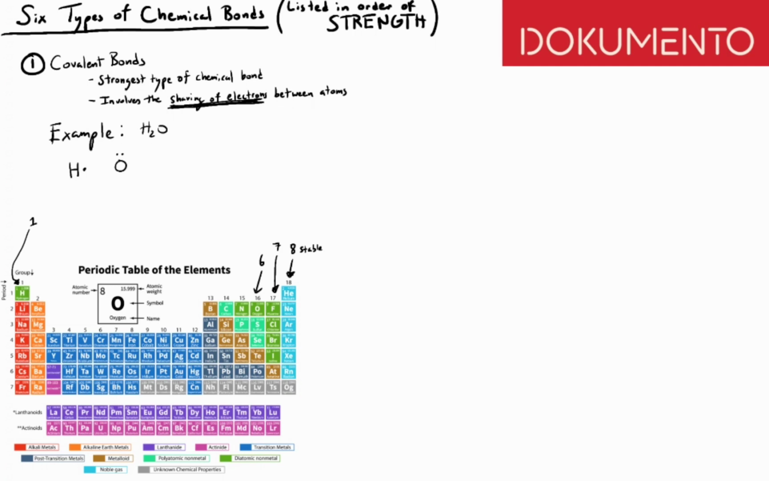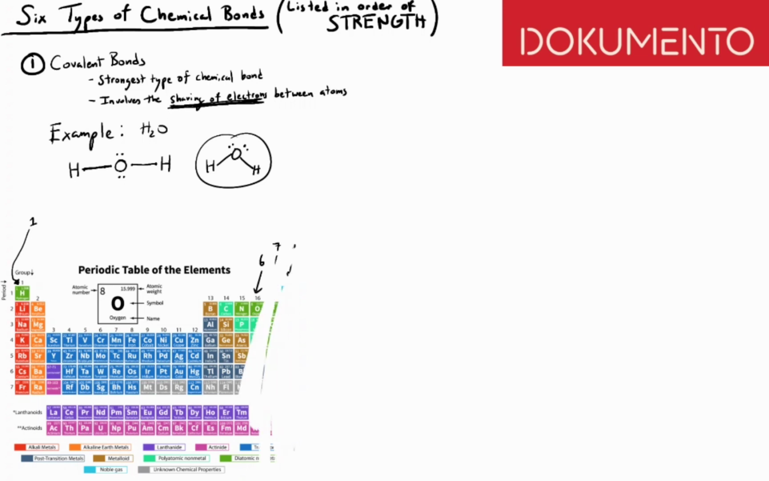So you'll see our hydrogen atom here and our oxygen atom with our 6 electrons, and it's going to form a covalent bond. We'll get another hydrogen atom on the other side doing the same thing. So that's how we have our structure for water, which is H2O. So that's for our covalent bonds.